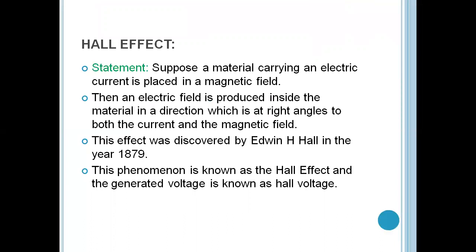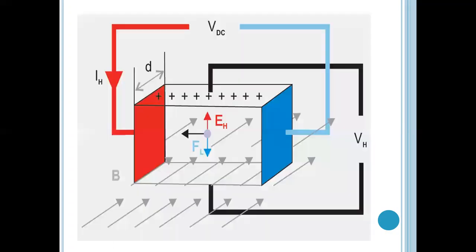What states that? So this Hall effect deals with the application of two different fields on a current carrying conductor. What happens when a magnetic field is applied on a current carrying conductor? See, when a material carrying an electric current is placed in a magnetic field, then an electric field is produced inside the material in a direction which is at right angles to both current and magnetic field. This effect was first discovered by Edwin H. Hall in the year 1879, and the phenomenon is known as Hall effect, and the generated voltage is called Hall voltage.